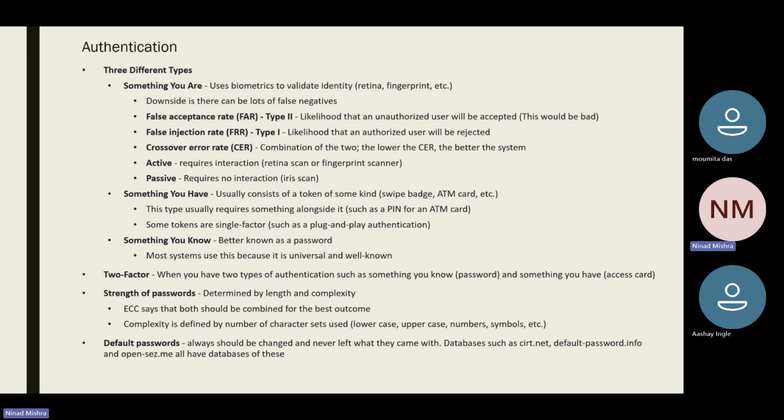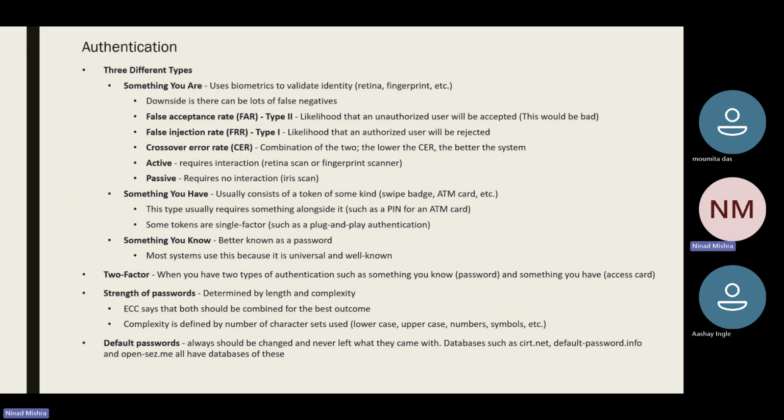Something you have is your swipe badge, your ATM card, some kind of token or something like that. It usually requires something along with it, that is your PIN or some kind of code that you have to present. Not necessarily always. Whenever you go into the office and you have your badge, you just need to scan that swipe badge. But if it is something more secure like an ATM card, it will come with a PIN.